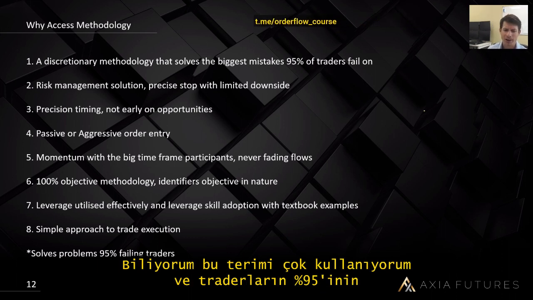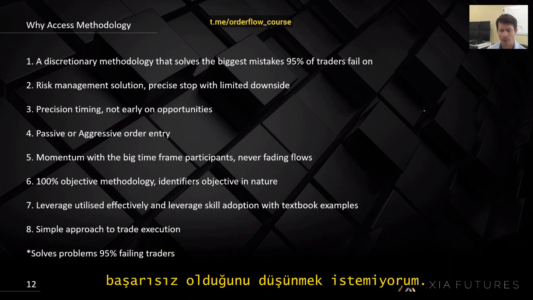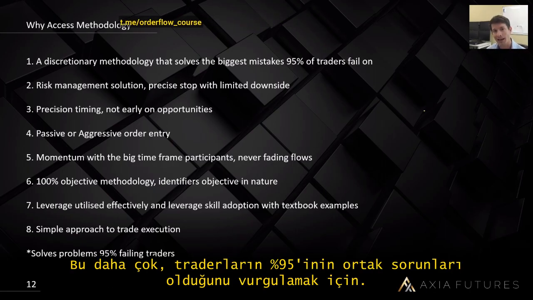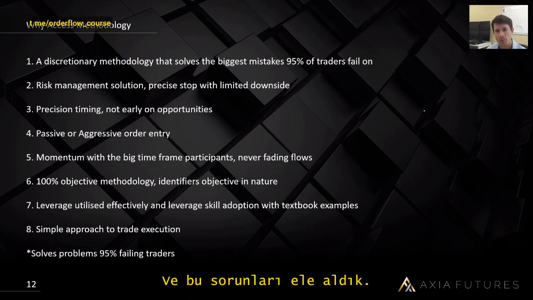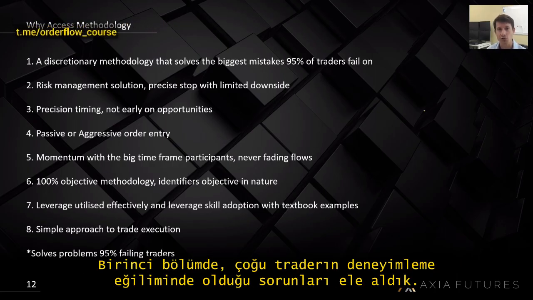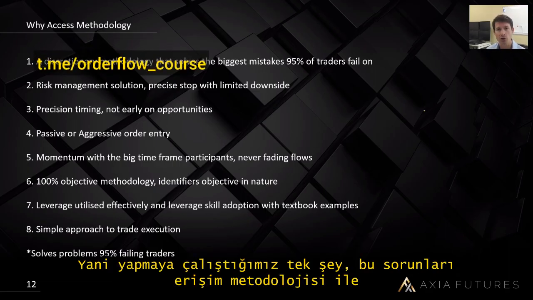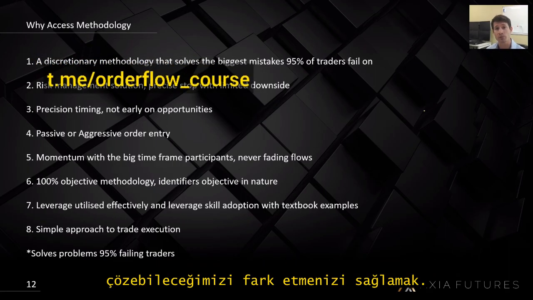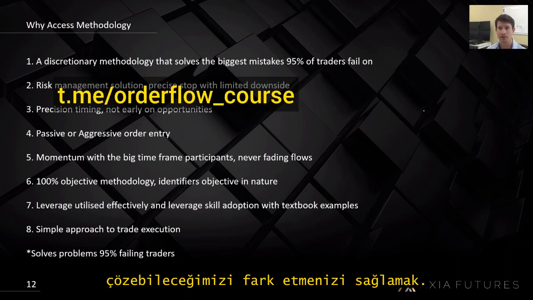Now, I know I use this term a lot, and it's not like I want to think that 95% of traders fail. It's more to highlight that 95% of traders have all got common problems. And we dealt with those problems in part one. We dealt with the issues that most traders tend to experience. So all we're trying to do is make you recognize that we can solve those problems through access methodology.